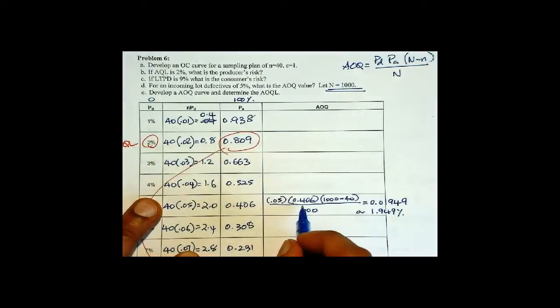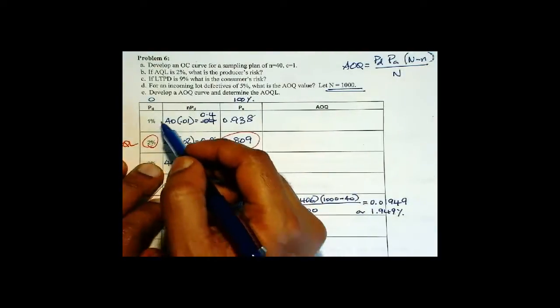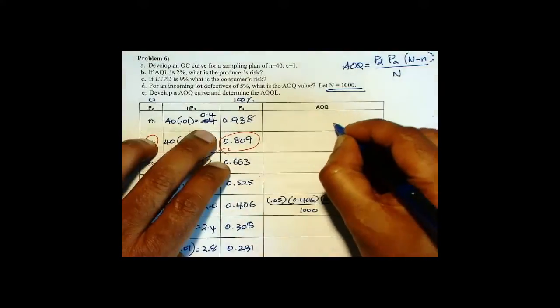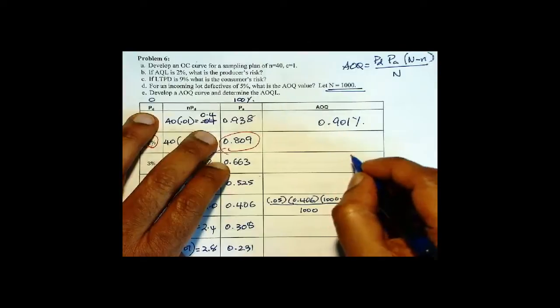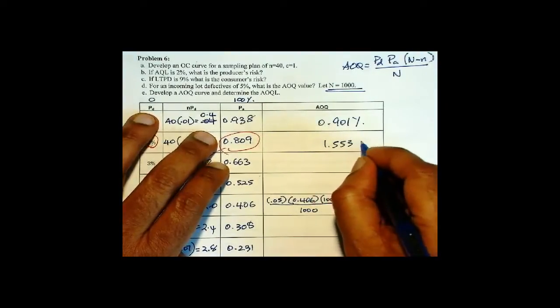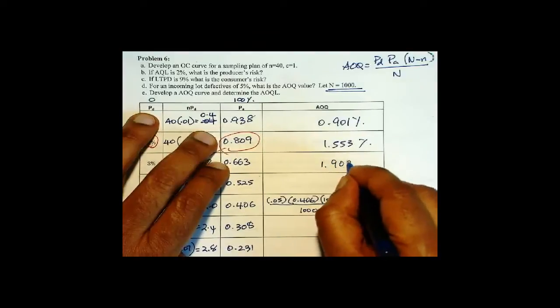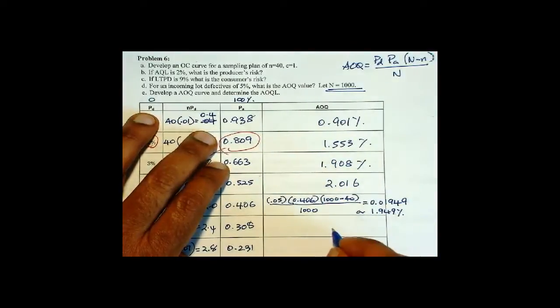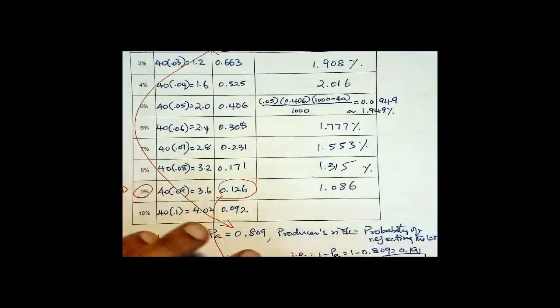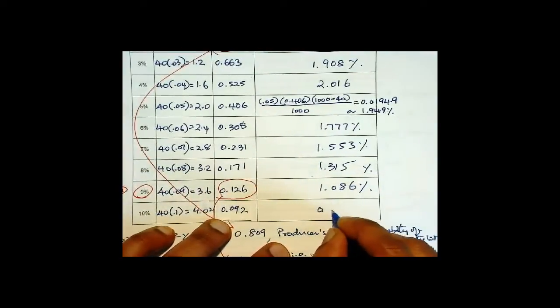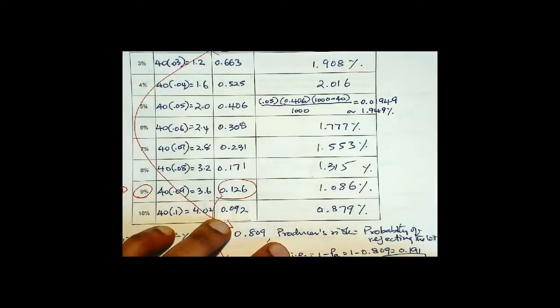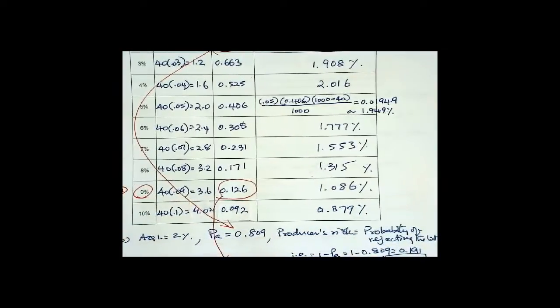If you do the same computation for the other P sub Ds, then you get 0.901, 1.553, 1.908, 2.016, and 1.777, 1.553, 1.315, 1.086, and 0.879%. Now let's go ahead and plot these values.